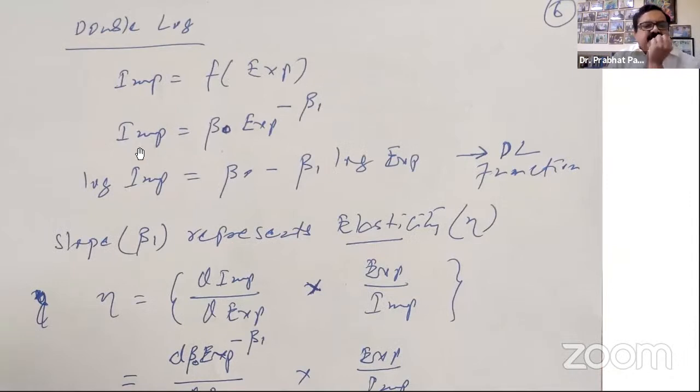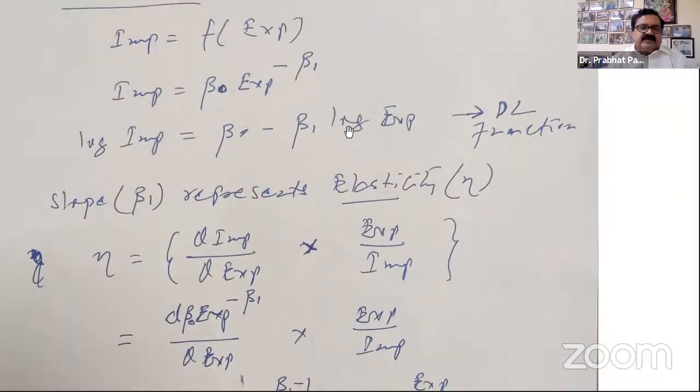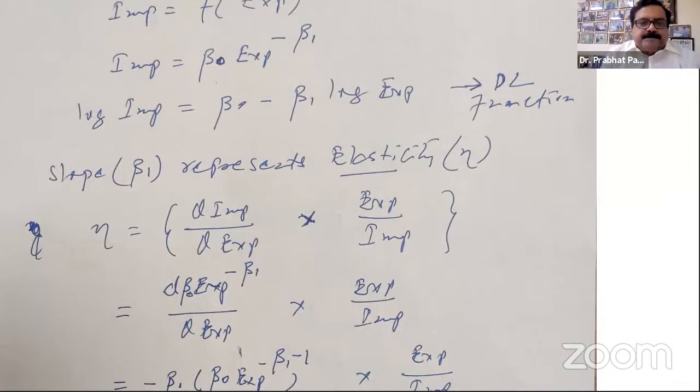Yeah. So IMP is equal to beta 0 EXP to the power minus beta 1. So this is a non-linear curve. So far we have dealt with the linear curve. So this is actually the expression for the non-linear curve. And we take log on both sides. So log IMP is equal to beta 0 minus beta 1 log EXP. So it becomes a double log function. There are many functions that we can use. One of the functions is double log. So the double log function has the advantage that the beta, actually the slope, also becomes the elasticity of the curve, the elasticity between the two variables.